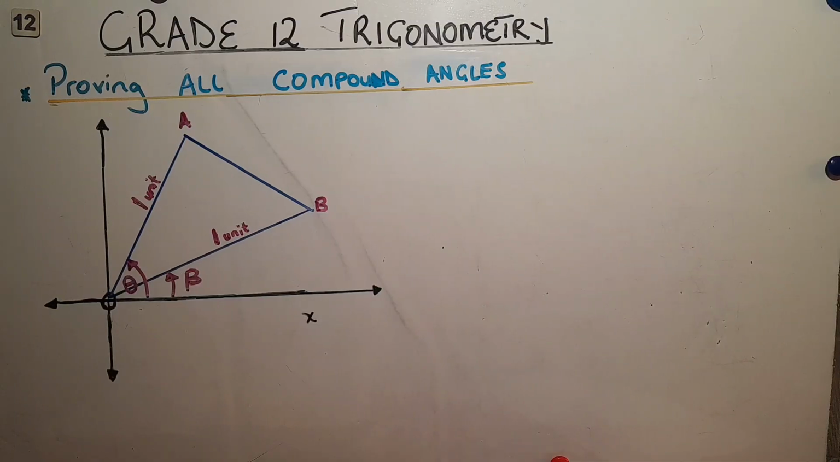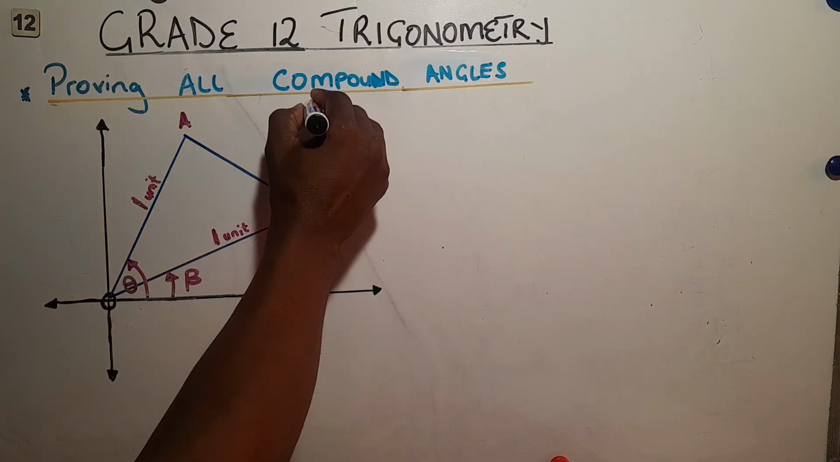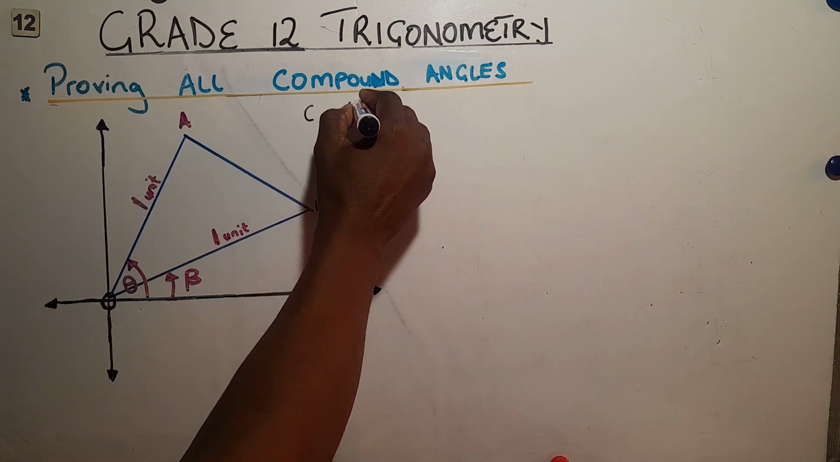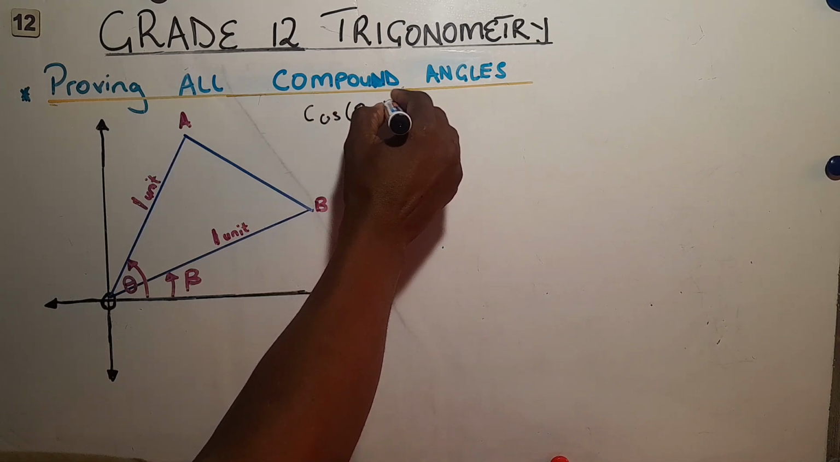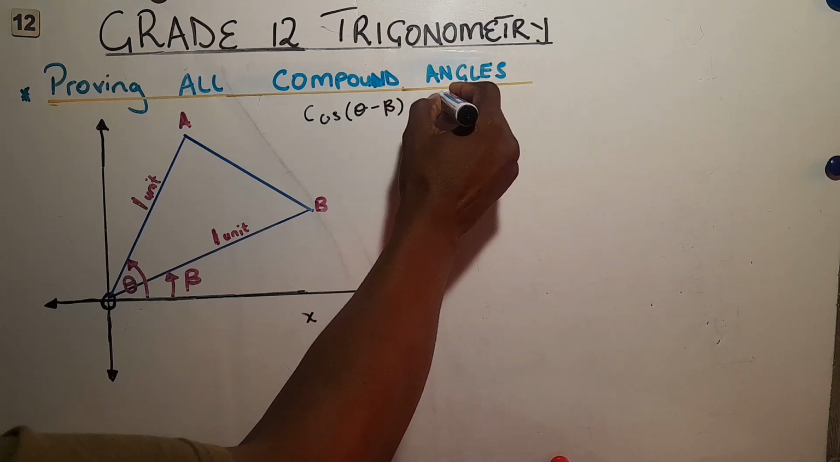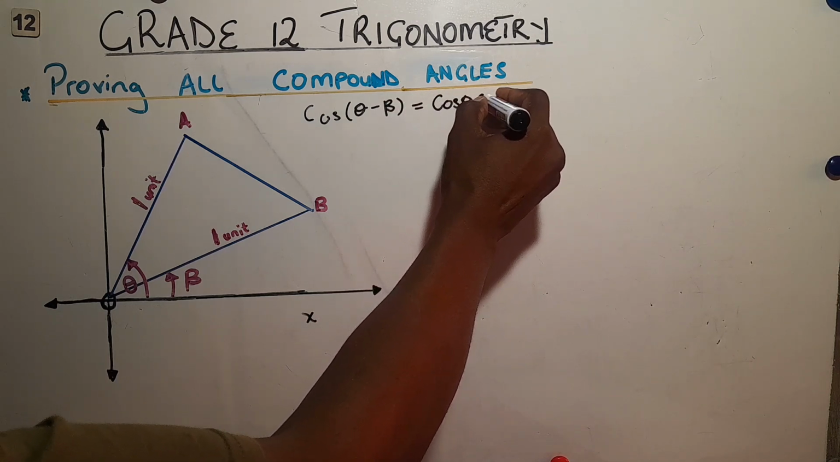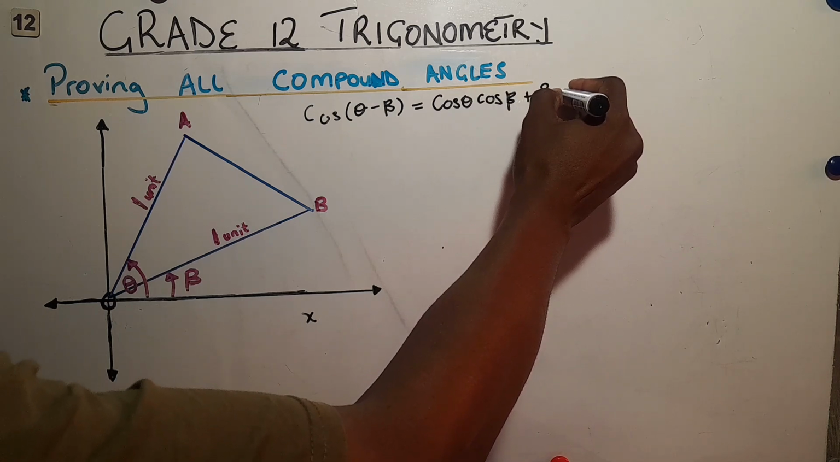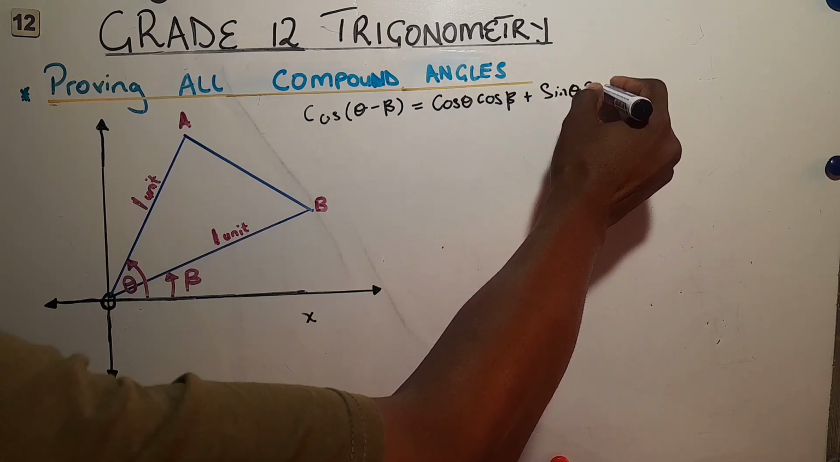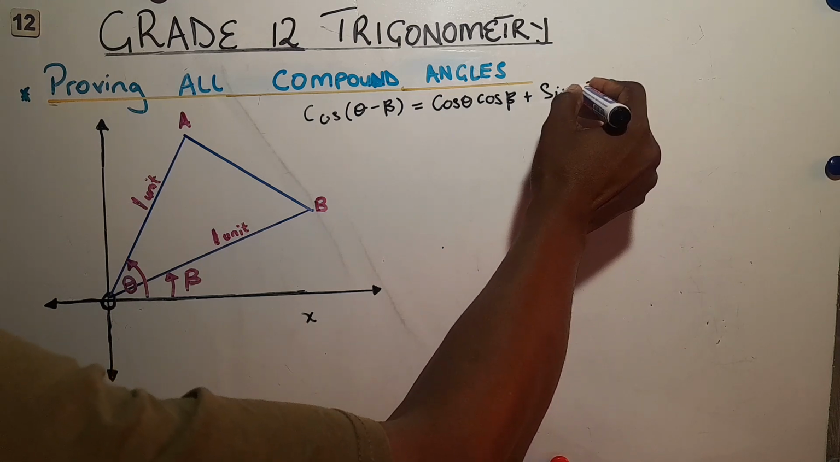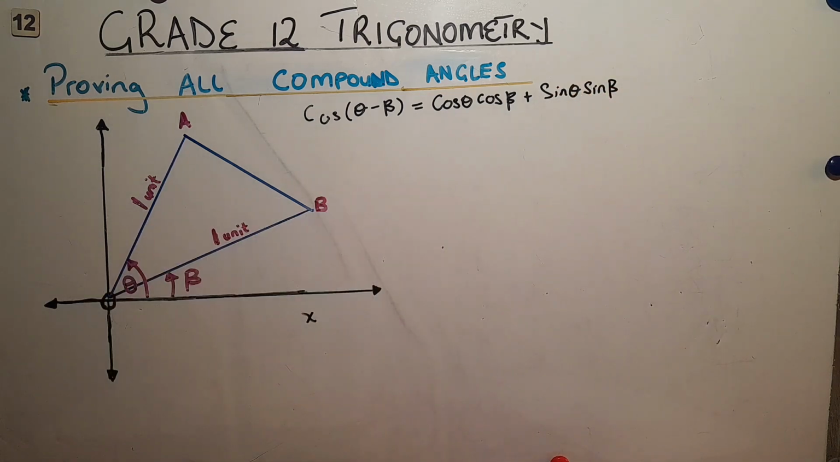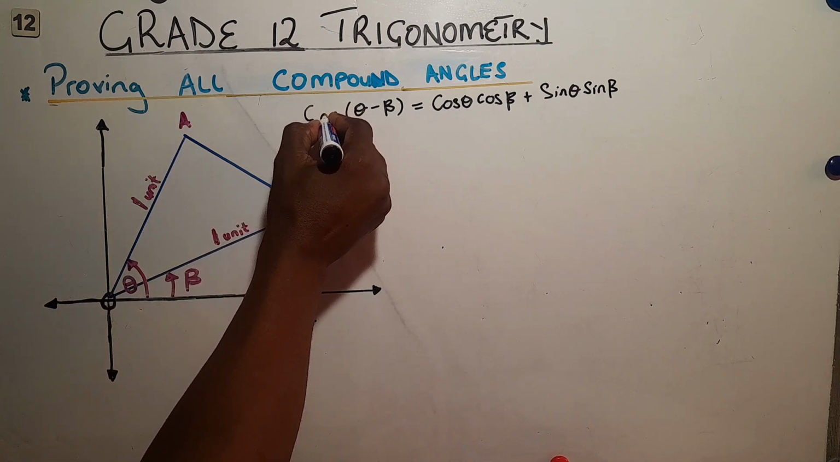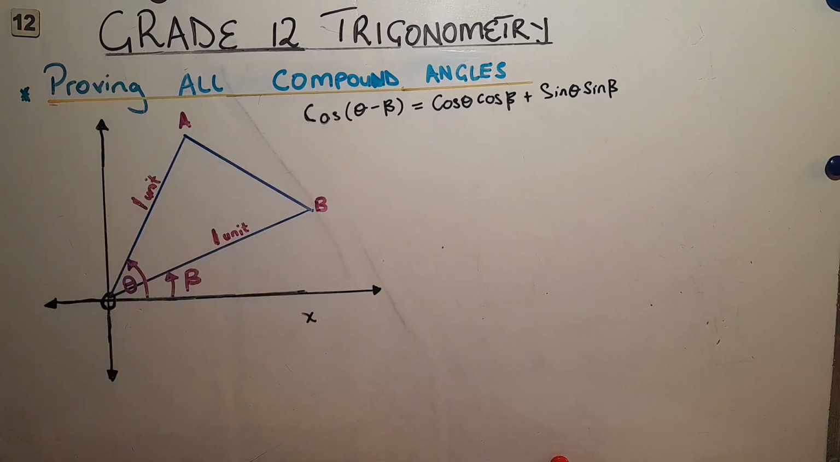So the main thing about this is trying to prove that cos(theta minus beta) is the same as cos theta cos beta plus sin theta sin beta, which is your first identity in grade 12, which is called the compound angle, right? So we are going to use two tools that can help us to prove this.